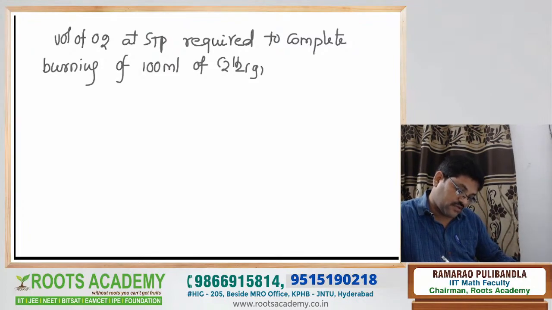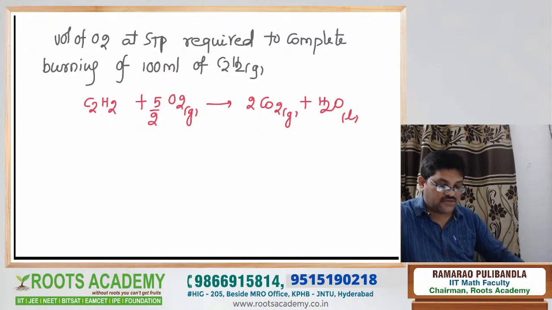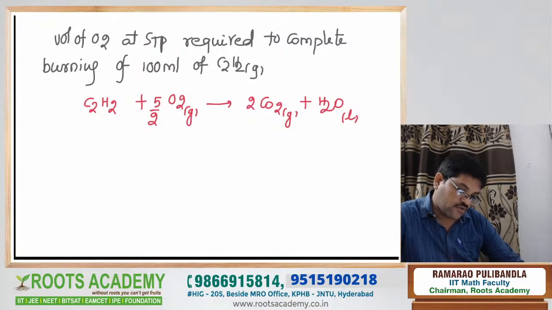Now, how do you write the equation? C2H2 gas burning with O2 gas gives rise to 2CO2 gas plus H2O liquid. Understood what I am saying? Now you write here 5 by 2. Why do you write 5 by 2? 2 to cancel, you get 5 atoms of oxygen. That is the simple logic. Now go to the question.